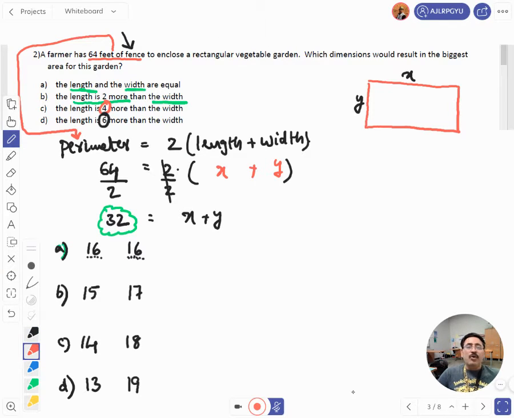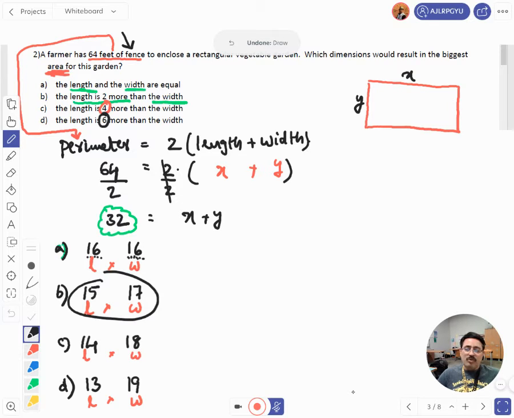The question is which dimensions would result in the biggest area? Biggest area. As you know, area means length times width. So here I'm going for a guess. Of course, you can try it algebraically also. First I'm taking them equal. Then I already explained how to separate them.